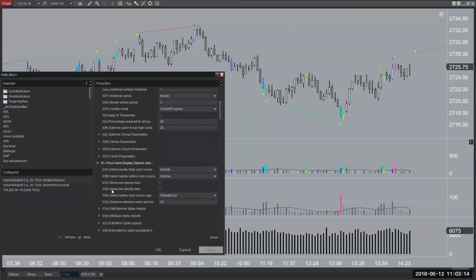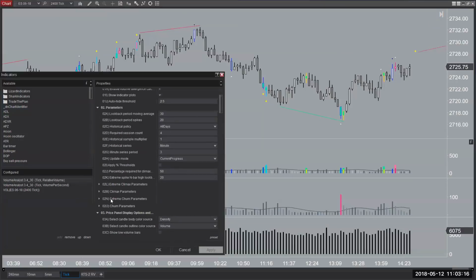But here, where are we at here? Right here. So for the historical series right here, for a non-time-based chart, I can set it to either use the bar of the base chart, the native chart, the chart that it's on, or I can make it use a minute period. Okay, and then it will actually compare the amount of volume for each.